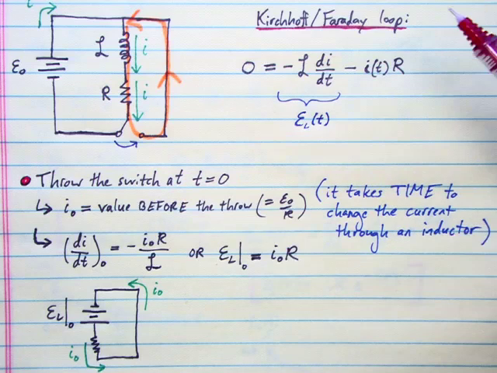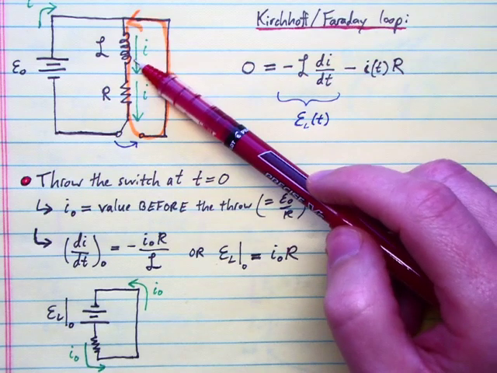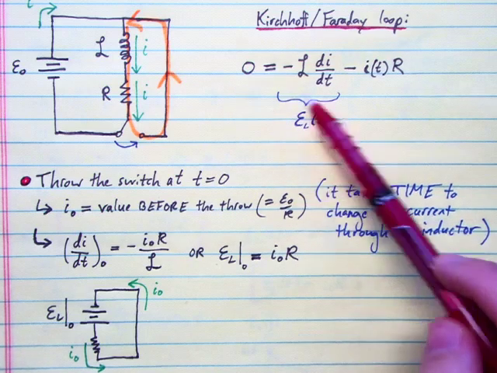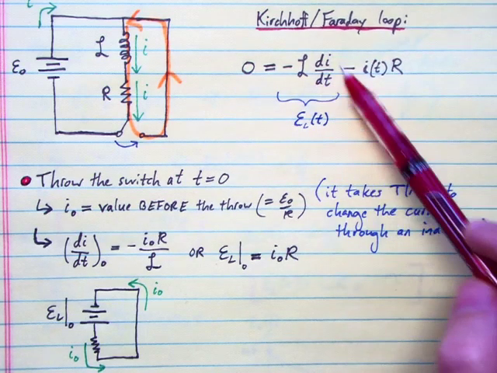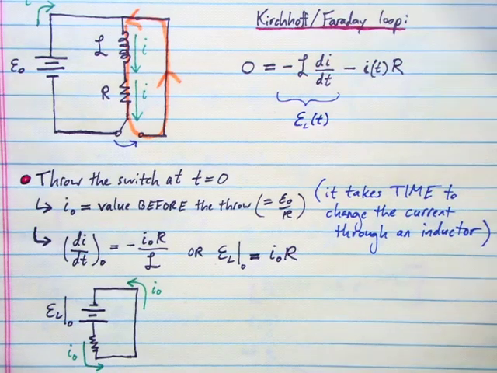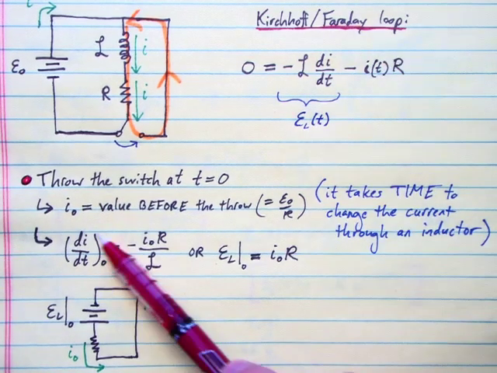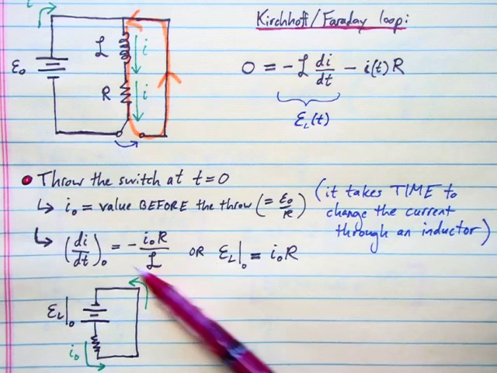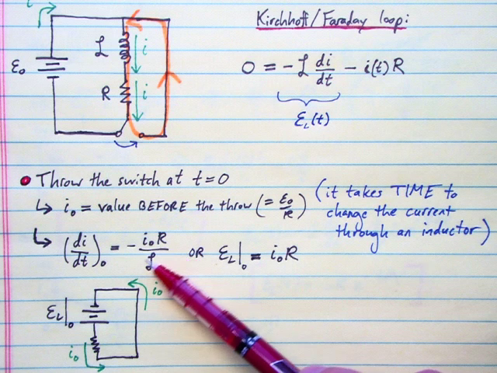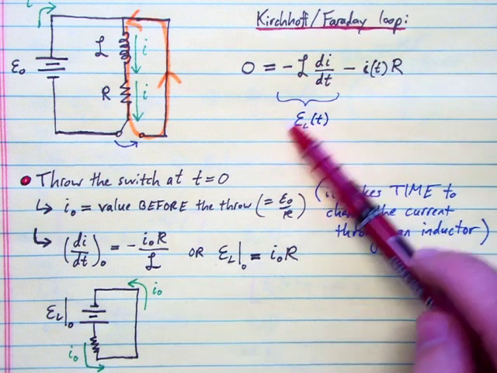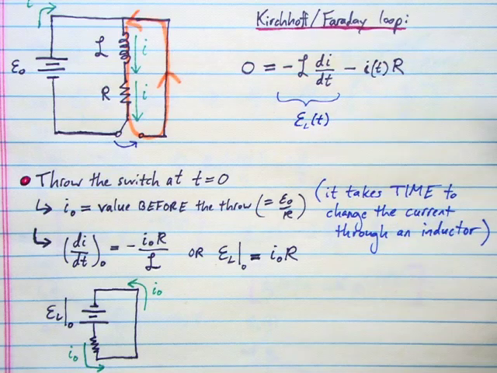But alas, our inductor cannot keep that up for long, because if the current is changing, then our EMF is changing. Already here, we see that our current is initially changing. Here's our initial rate of change of the current. So that's going to lead to a diminishing EMF in our inductor over time.